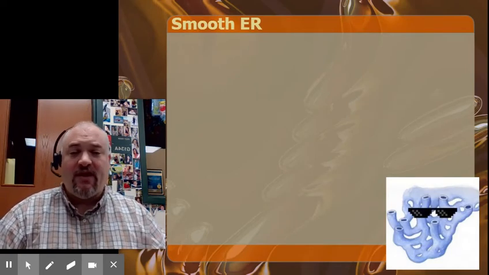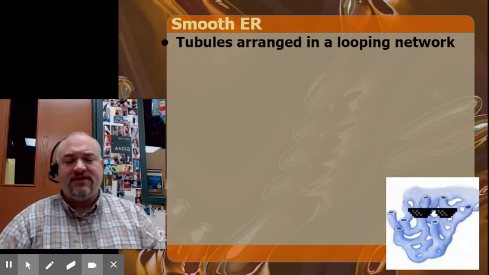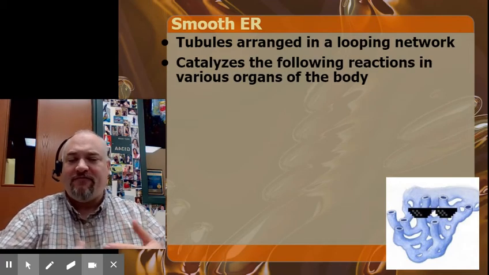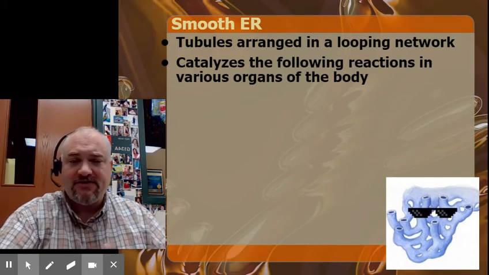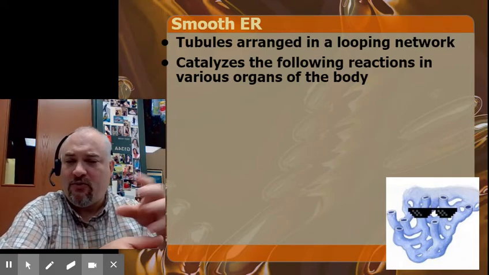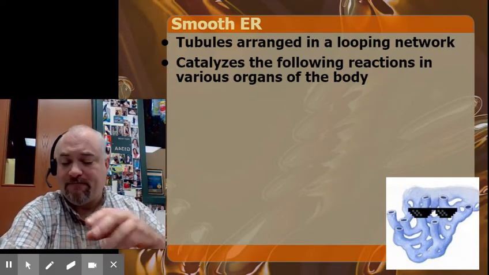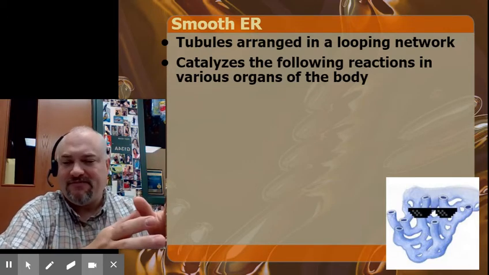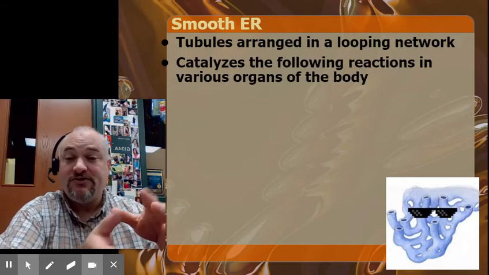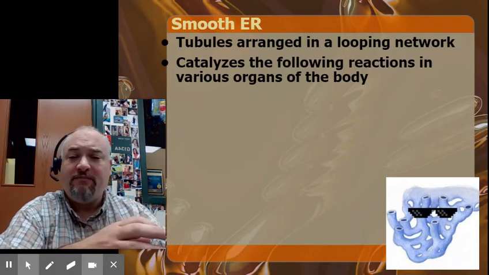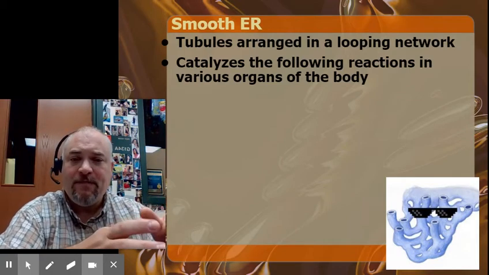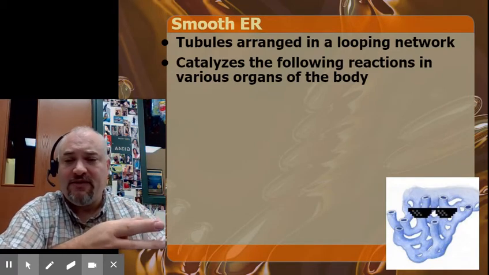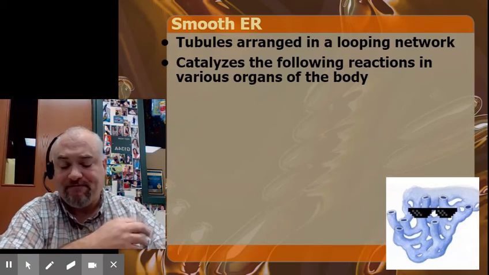Here we got smooth ER. Now these tubules are arranged kind of in a looping network we can see in that image, and they catalyze or speed up the following reactions in various organs of the body. So based on what tissue and organ they're in, they're going to do slightly different things for us. But essentially, they all have to do with lipids and lipid production. So whereas the rough ER dealt with membrane production with embedded proteins, smooth ER generally deals with lipids. No ribosomes on it, so it's not dealing with proteins, it's just dealing with lipids or fats.